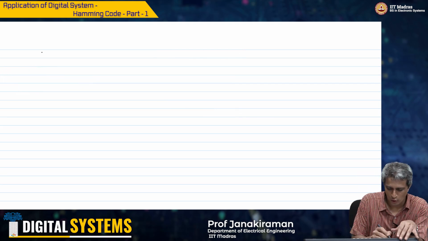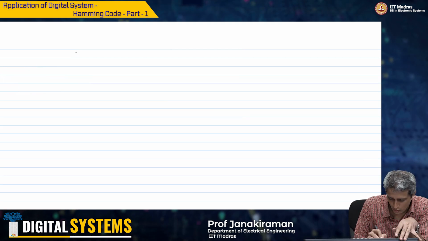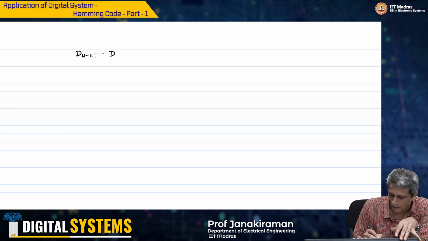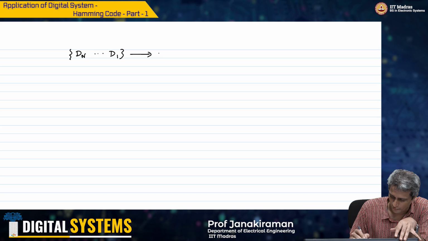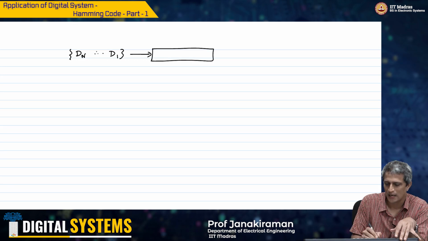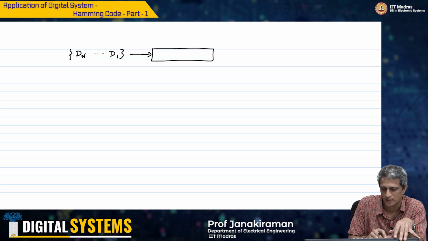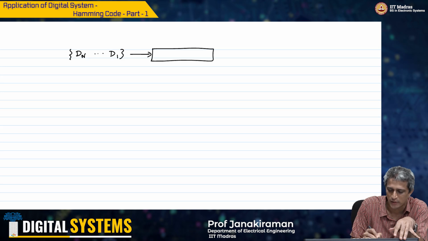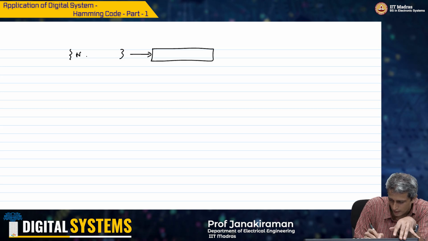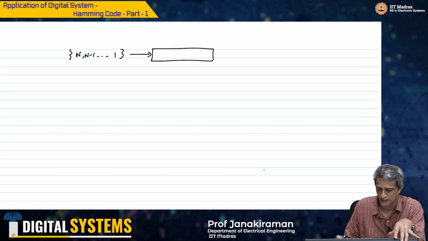So, like I told you, in general we are going to send n bits of information, dn, dn minus 1, all the way down to d1, and of course the parity bits are interleaved here. When I say dn to d1, it is just n bits of information, n minus 1 all the way to 1 like this.